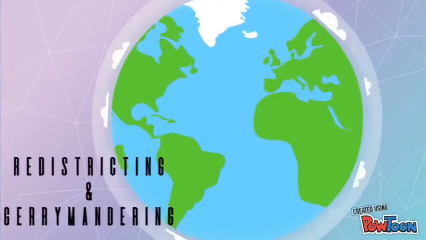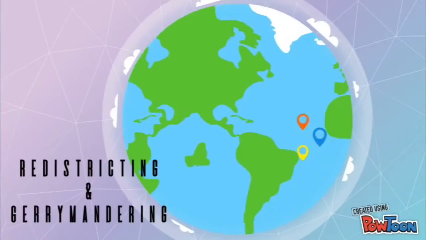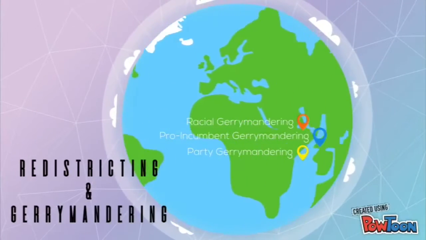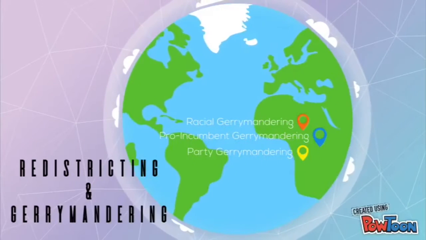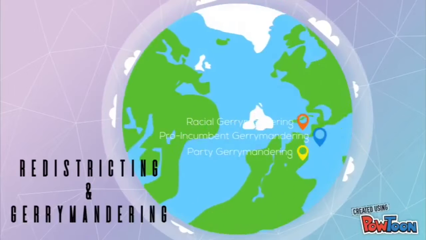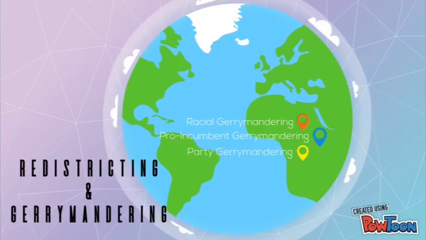Each House representative represents a congressional district. Sometimes these congressional districts can fall subject to gerrymandering. There are 3 types of gerrymandering: racial, party, and pro-incumbent.